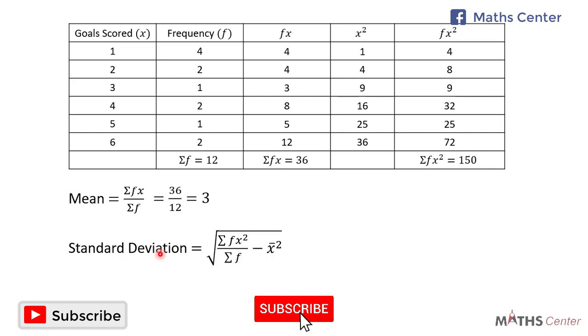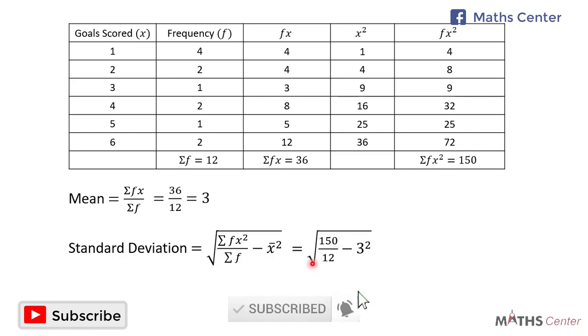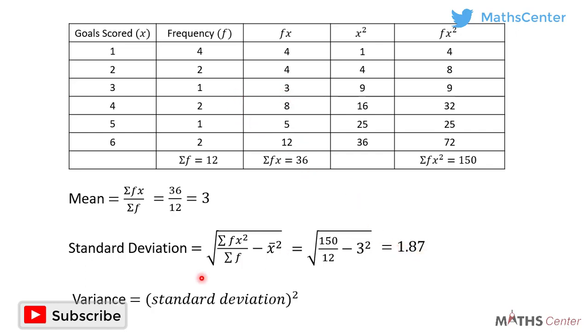So we can now find the standard deviation. The standard deviation will be equal to the square root of sigma fx squared, which is 150, divided by sigma f, which is 12, minus the mean squared. We have found the mean to be 3, so that will be 3 squared. And this will give us 1.87. So the standard deviation of this distribution is 1.87. The variance is equal to the standard deviation squared. And so the variance will be equal to 1.87 squared.